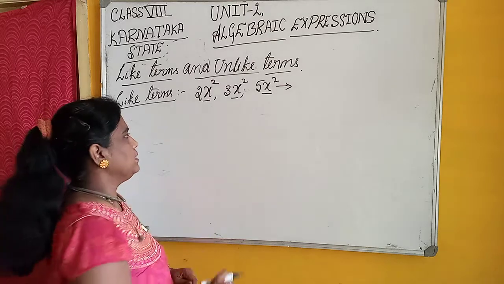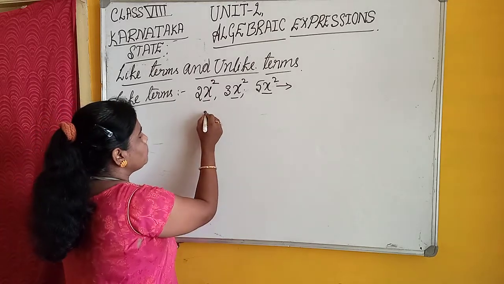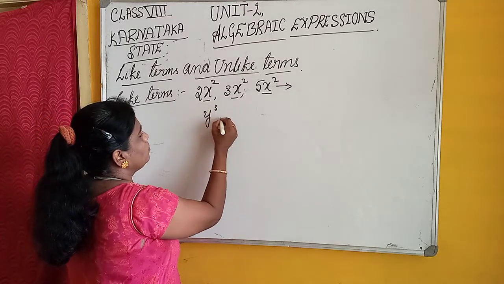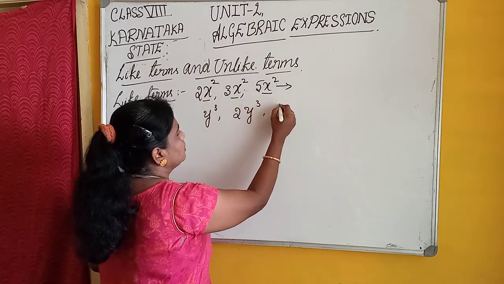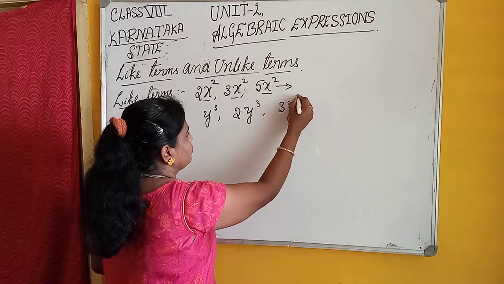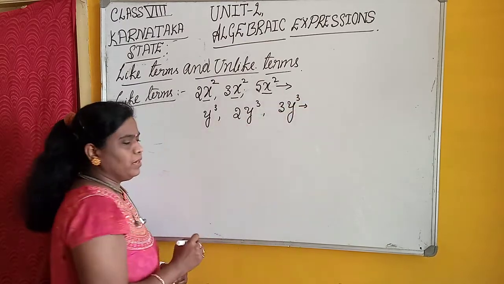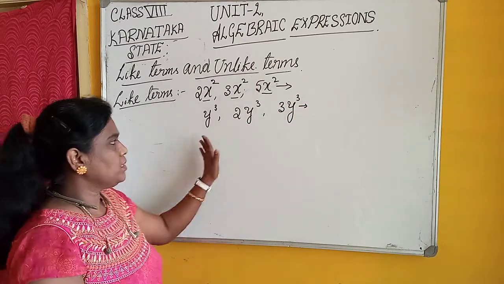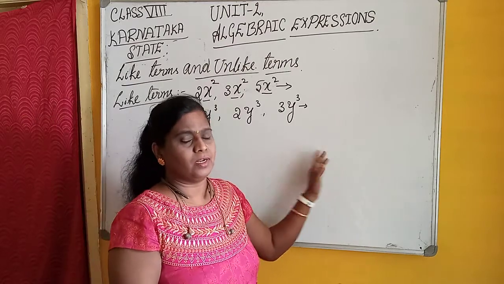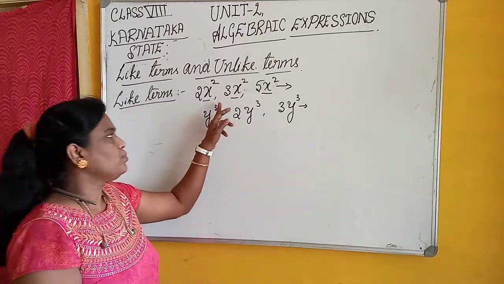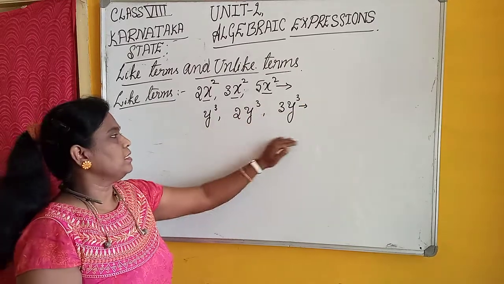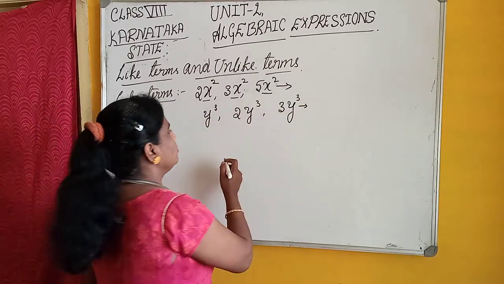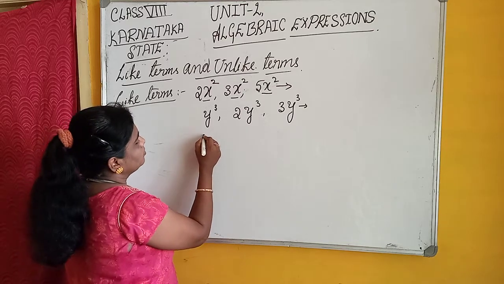I will give one more example: y cube, 2y cube and 3y cube. In this example also, the same variable is used, that is y, with the exponent 3, 3, 3. Therefore, these are like terms. Understood? One more example.